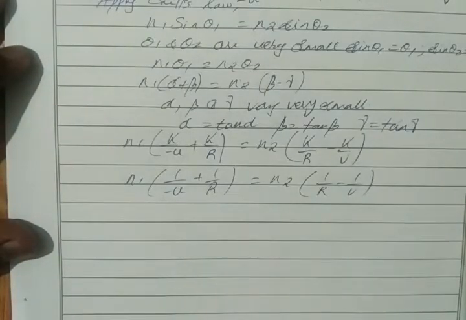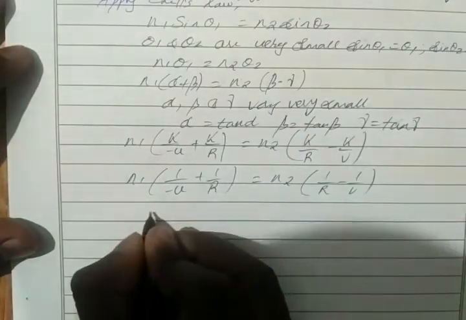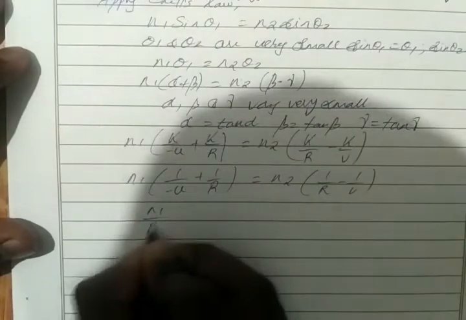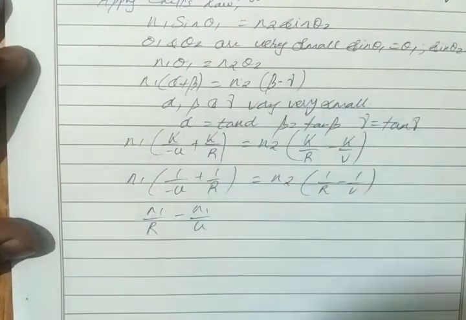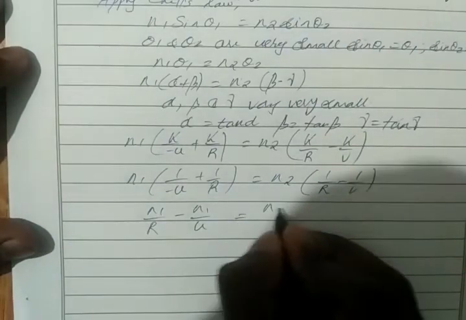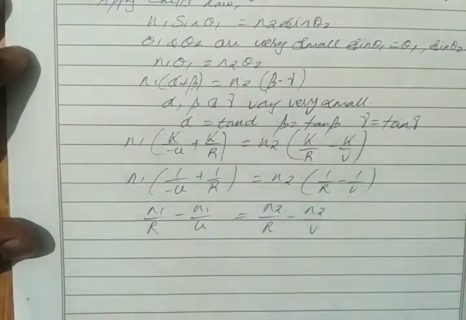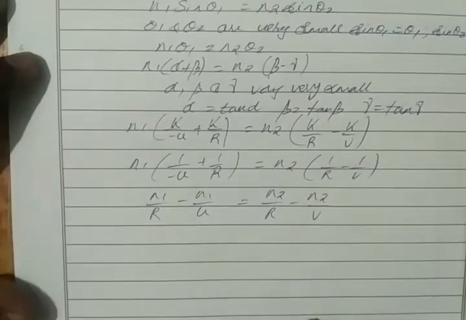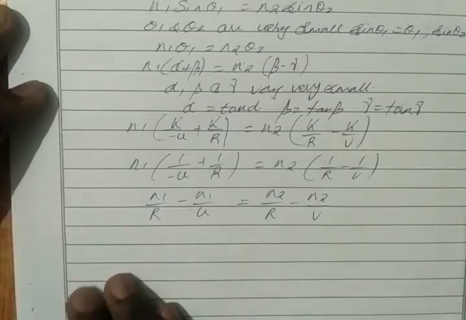Then multiply n1 inside, so n1 by R minus n1 by u equals n2 by R minus n2 by v. The next step, I take v on one side and R on the other side.